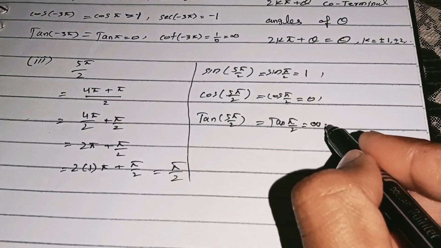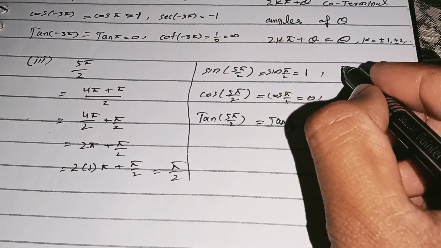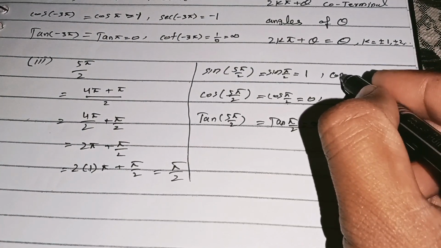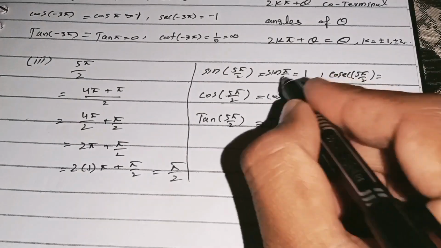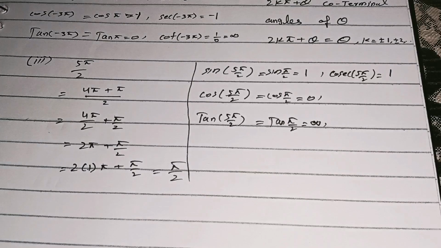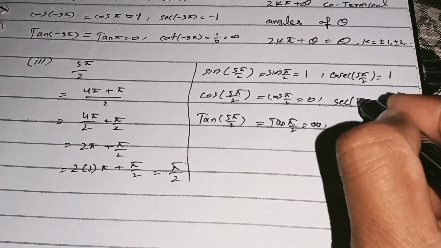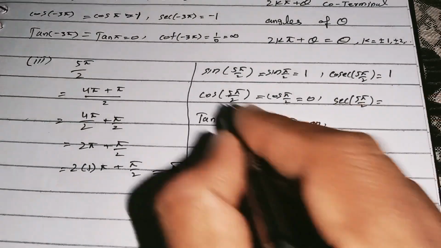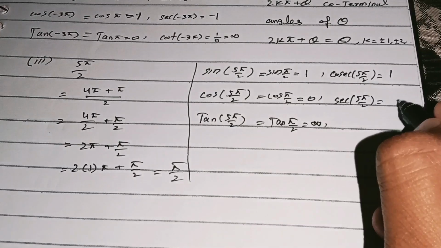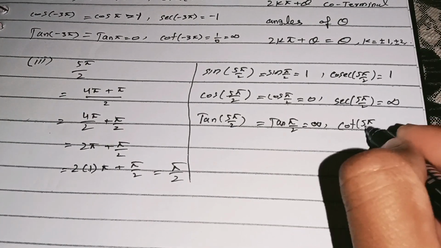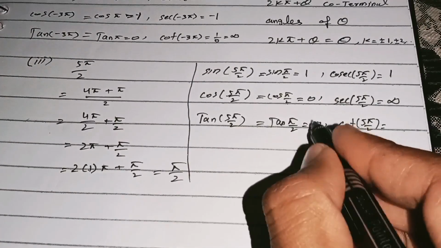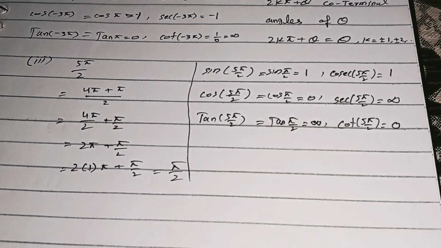And all the remaining are the reciprocals of them. Cosec of 5 pi by 2 is the reciprocal of sine. The value of sine is 1, and the reciprocal of 1 is also 1. Sec of 5 pi by 2 is the reciprocal of cos, and the reciprocal of 0 is infinity. And cot of 5 pi by 2 is the reciprocal of tan, and the reciprocal of infinity is 0.